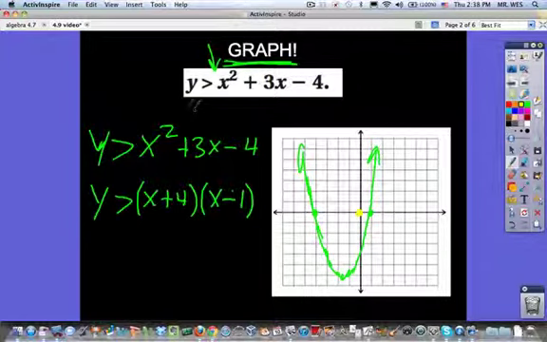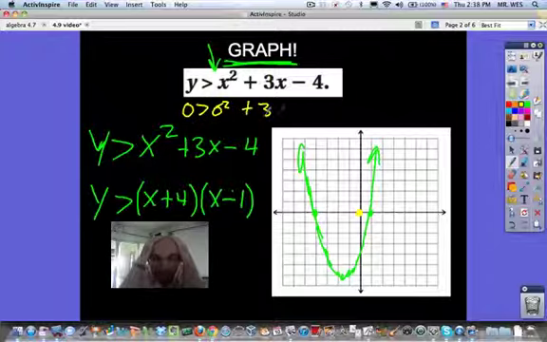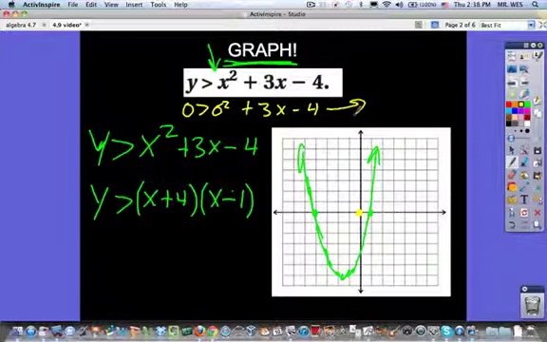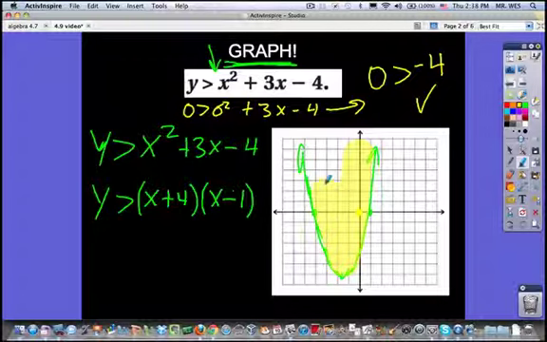So if I put in x equals 0, 0 is greater than 0 squared plus 0 minus 4, what does that turn into? Well, that turns into 0 is greater than negative 4. Is this true? Yes, it's true. Therefore, this point is included, and I can shade in this part just like I would any other one. And that's how I would graph a quadratic inequality.